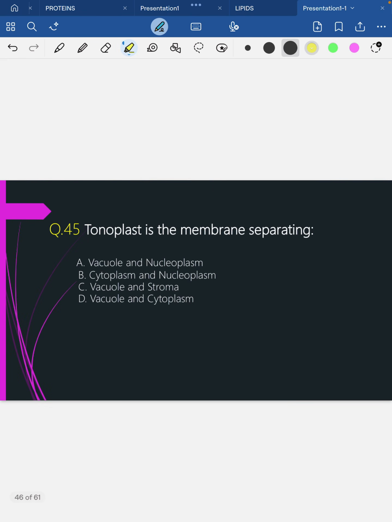Okay. 45. Tonoplast is the membrane separating, simple. Tonoplast is the membrane of the vacuole. So it is separating the cytoplasm and the fluid of the vacuole, that is cell sap. So vacuole and cytoplasm. Okay.